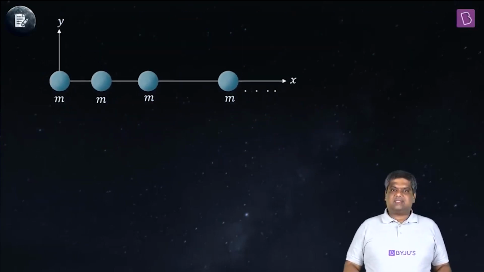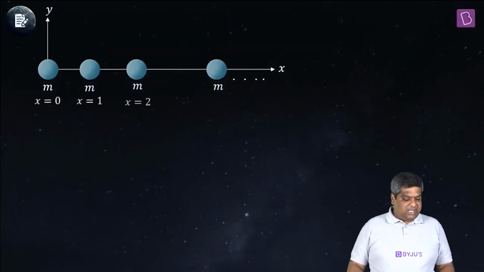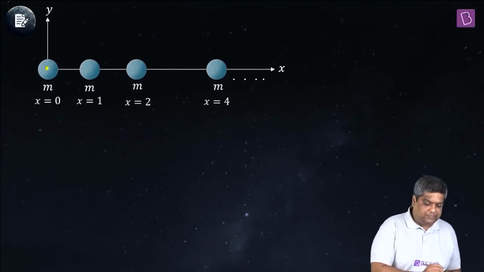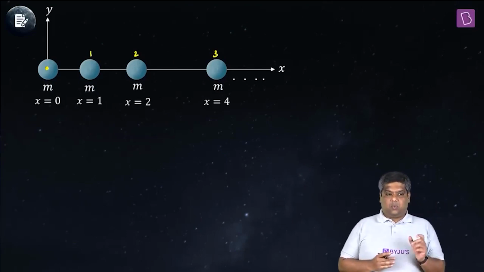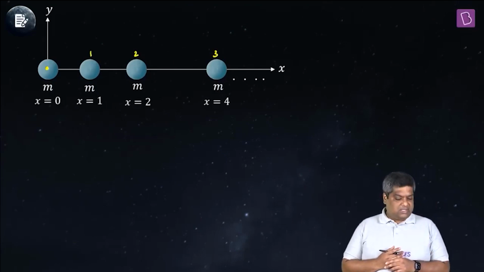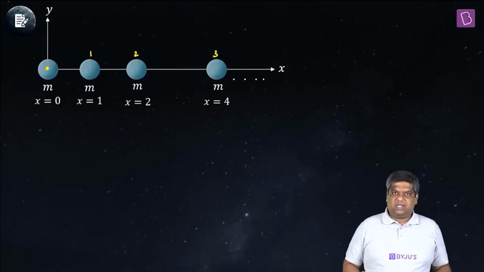And here is the system we are considering. We need the net force on the mass at the origin right here. I will name the other masses as 1, 2, 3, etc. And 1 is at a distance of 1 meter from the mass at the origin. 2 is at a distance of 2 meters. 3 is at a distance of 4 meters. 4 will be at a distance of 8 meters, and so on as mentioned in the problem.